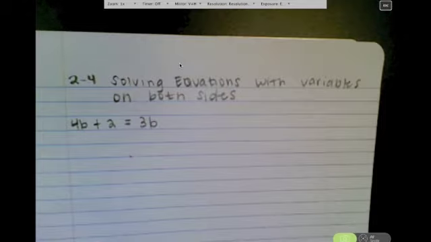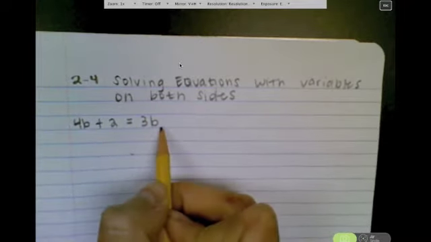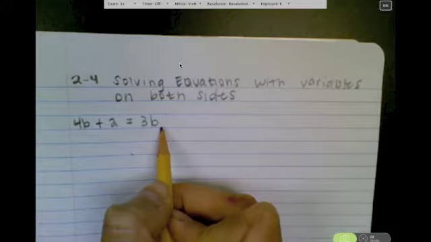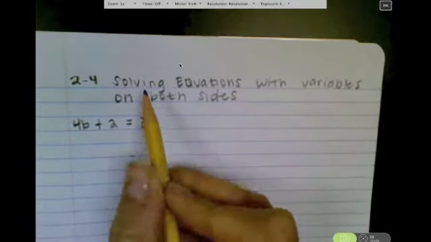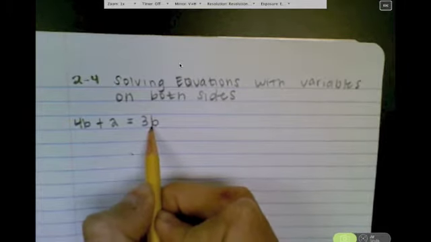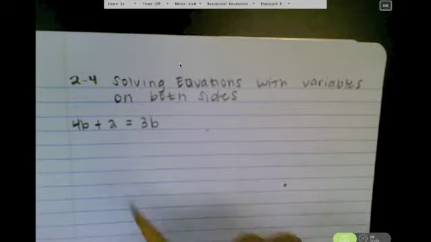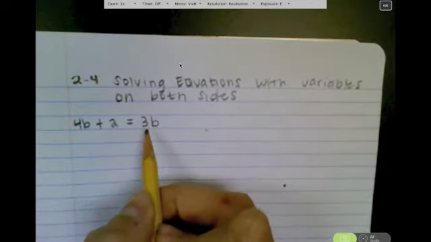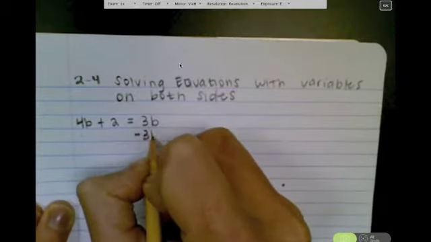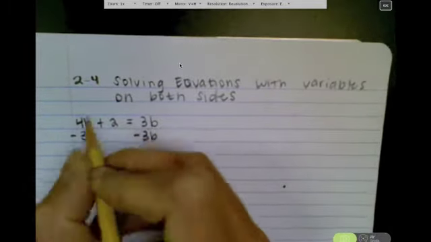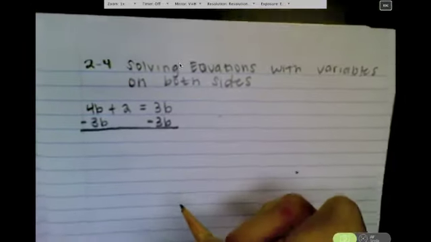It's easiest if, when you're deciding which variable to move, you move the one that's going to keep the variable positive. For example, in this problem, it would make more sense to move 3b because it's the smaller coefficient, so the variable is going to stay positive. So in order to move 3b from the right side to the left side, all I'm going to do is subtract 3b from both sides. Remember, whatever you do to one side of your equation, you have to also do to the other side.